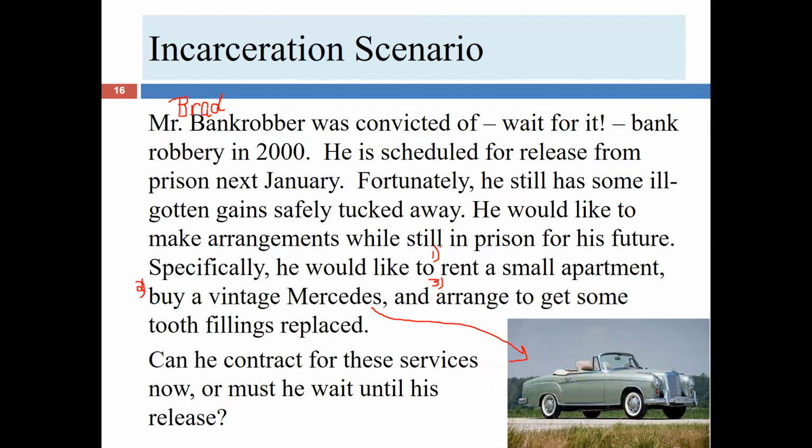Well, we can see that at least 1 and 3 seem to be necessaries. You have to have a place to live, and he's looking like he's going for a modest, small apartment. Sounds like it would fall into the category of necessaries, and certainly getting tooth fillings replaced, unless he's having them replaced with gold or something exotic like that, these are going to fit into the category of necessaries. But we don't live in that world of voidable contracts. We're talking about void contracts.